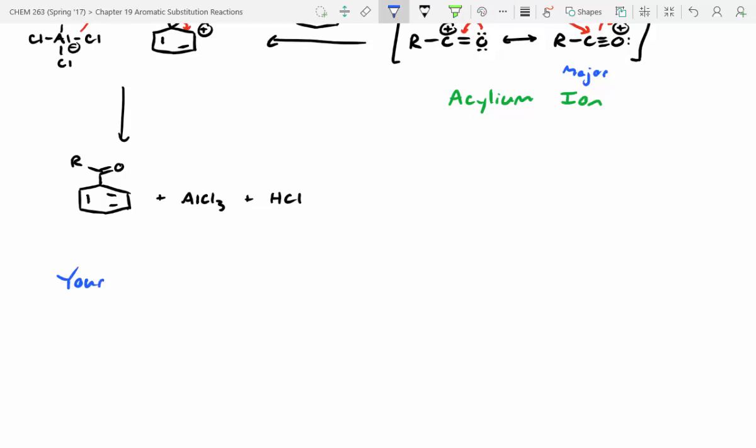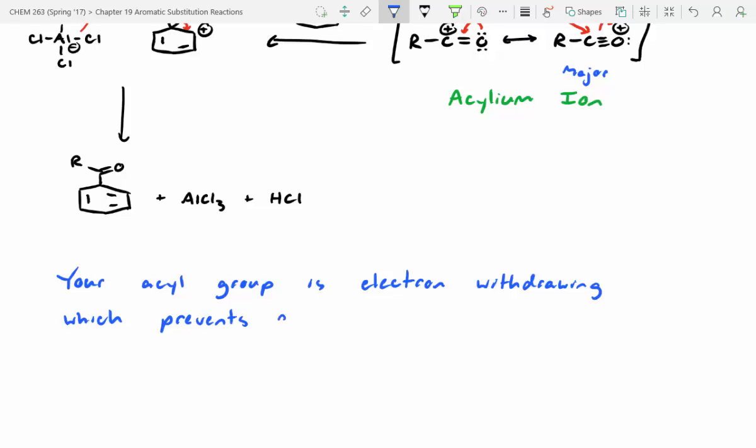So your acyl group is electron withdrawing, which prevents over-acylation. Does that make sense? They're two very, very similar reactions.